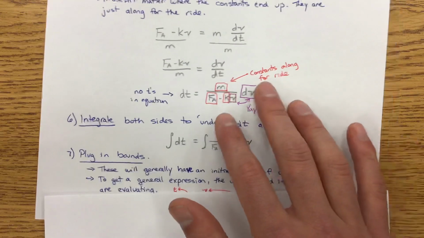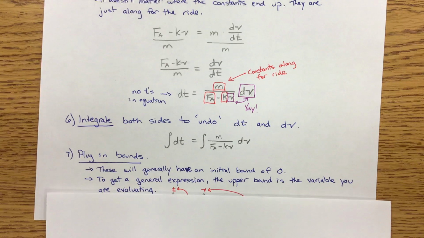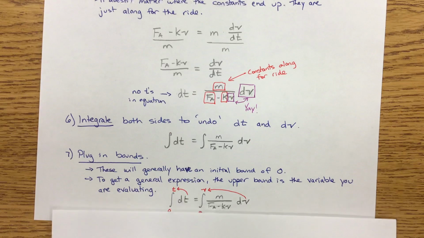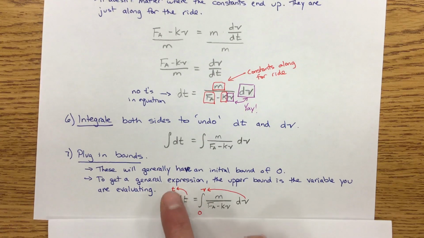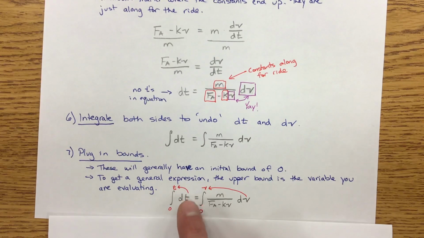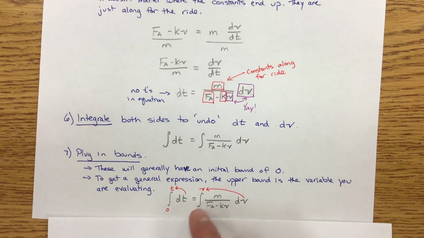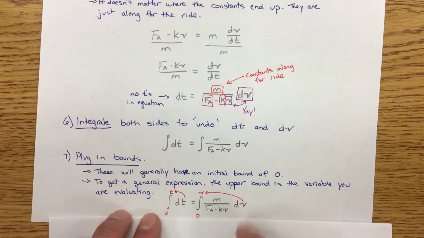To get a general expression, which is what we want here, we want velocity as a function of time, the upper bound is going to be the variable that you are evaluating. So what I mean by this is your initial bound goes here. They told us within the problem that it's 0. Your upper bound is whatever you're evaluating. So this is going to go from 0 to t because we're looking for a general expression of t. Here, this goes from 0 to v because we're looking for a general expression of v.